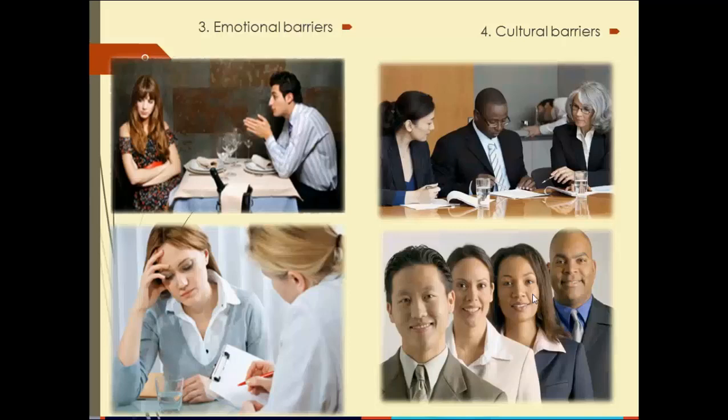Anyway, so the cultural barriers, they could speak the same language, of course. Let's say the 3 of them speak English. So it's not language barrier. It's cultural barrier. It depends what culture you come from.